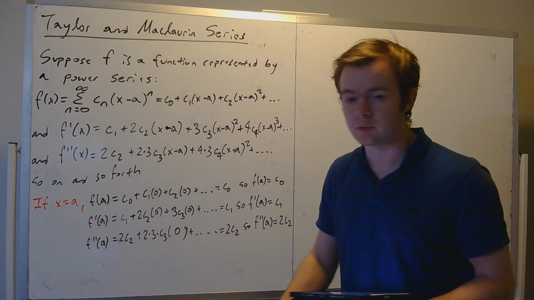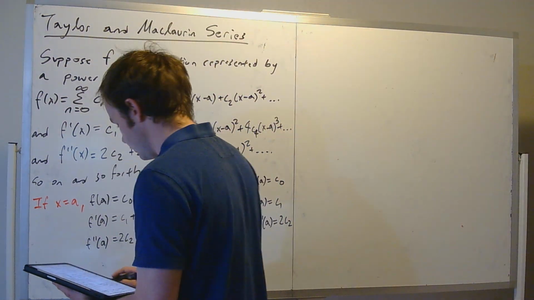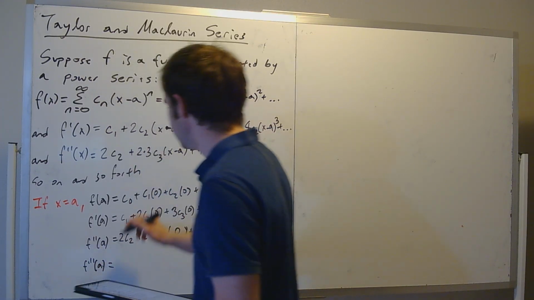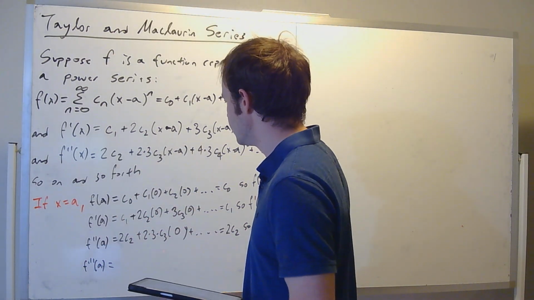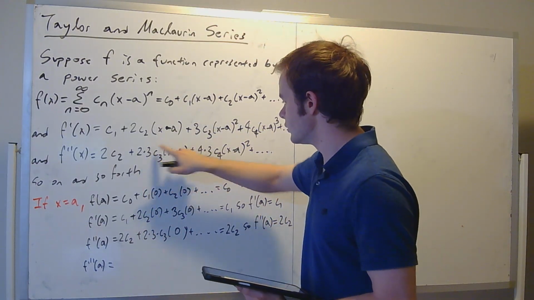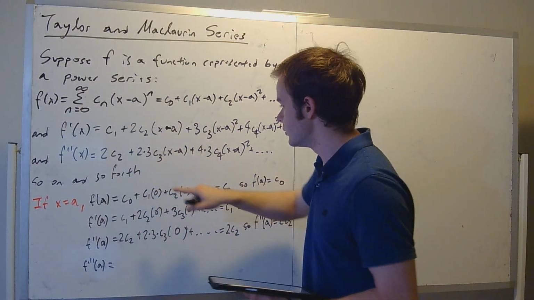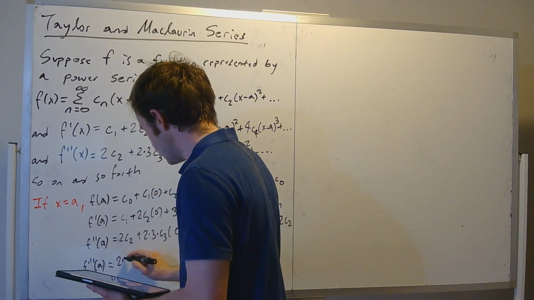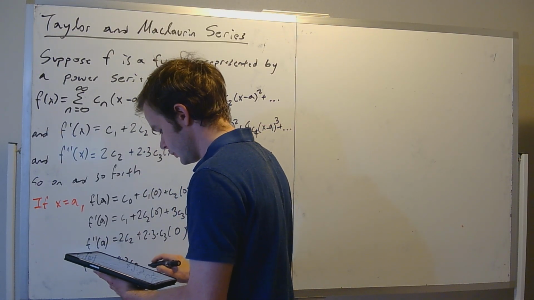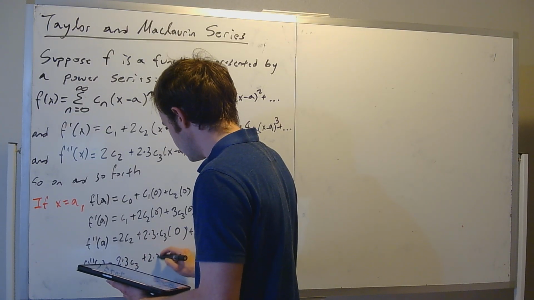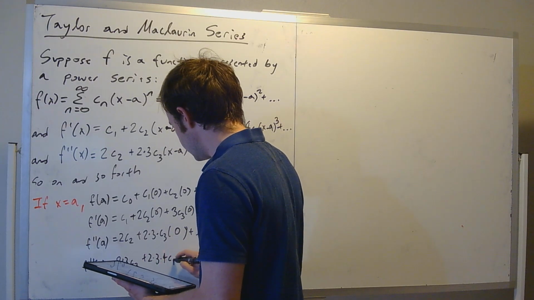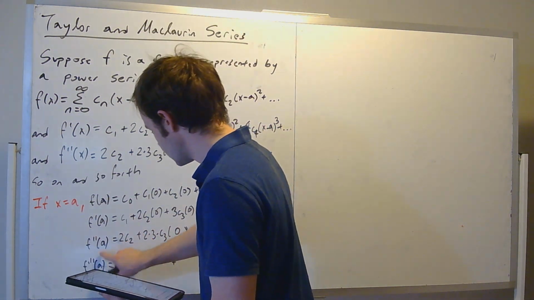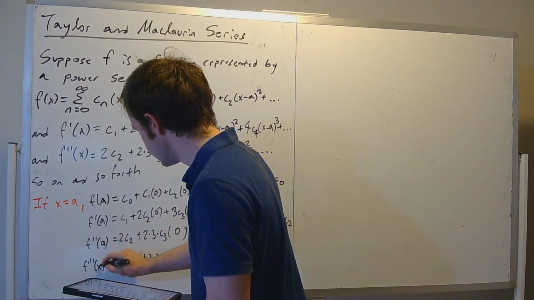And let's just do this one more time just to figure out what the pattern is. So f triple prime of a, if we take the derivative one more time, then this is going to be the only term that we have that's non-zero. So we're going to get 2 times 3 times C3 plus 2 times 3 times 4 times C4 times x minus a. This is supposed to be an x.